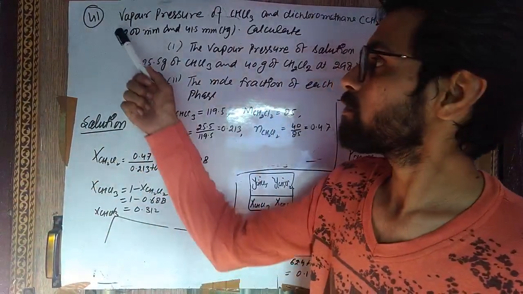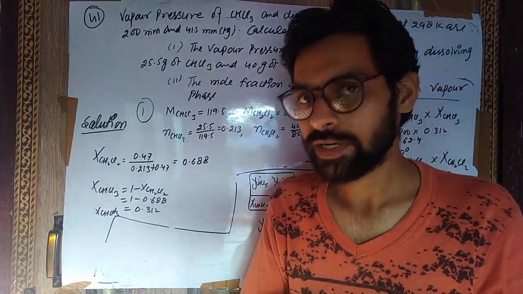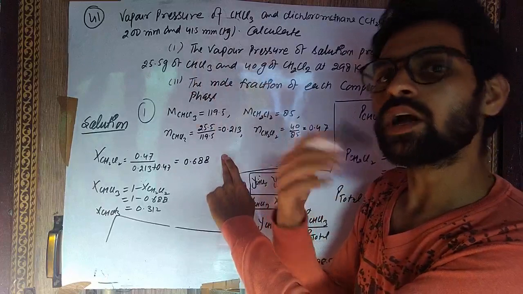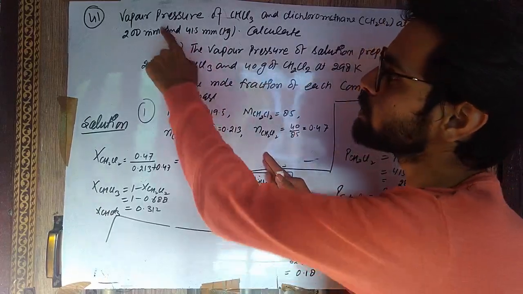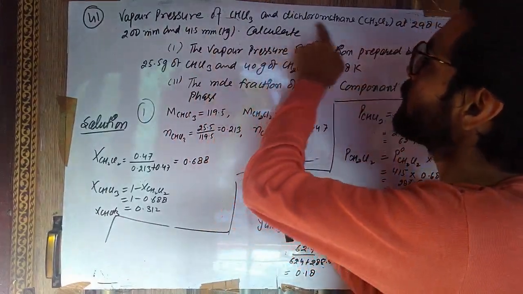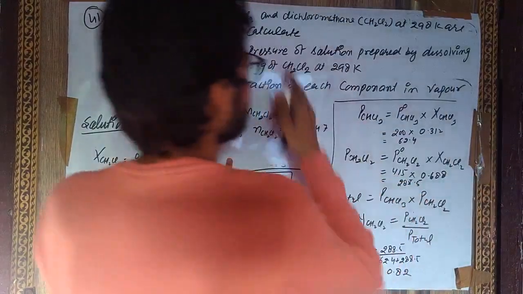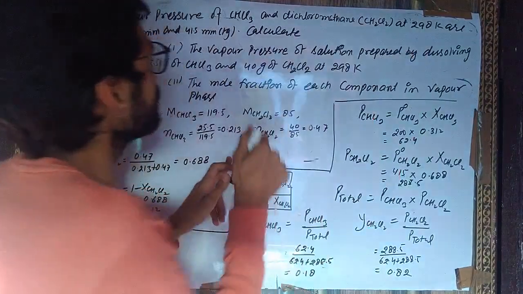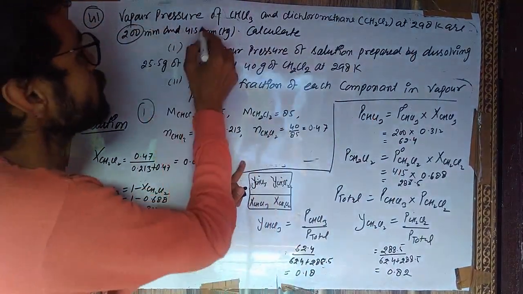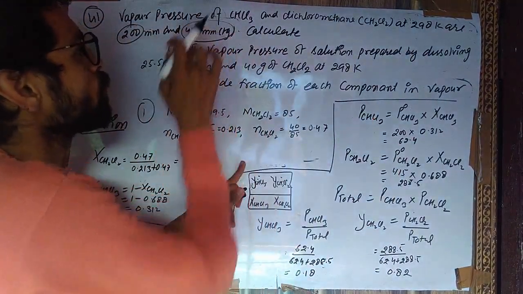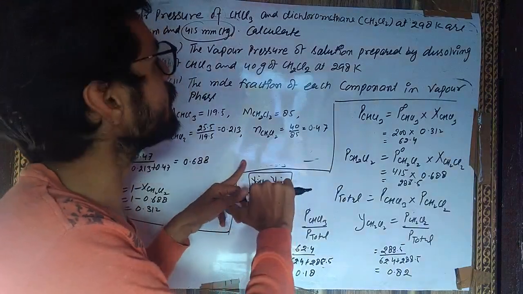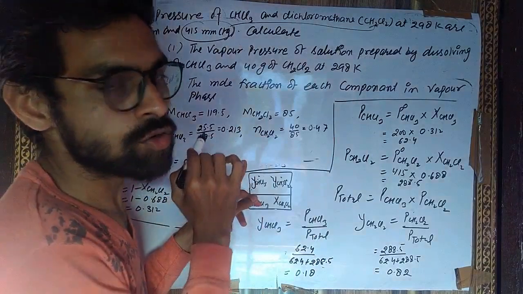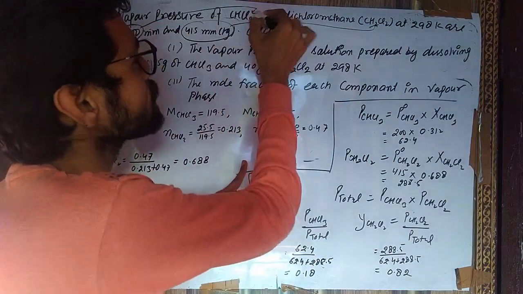Students, this is our 41 question. This is very important question. Question is that this question is based on the Raoult's law. Okay, so what is the question? Vapor pressure of chloroform and dichloromethane. Okay, chloroform that is CHCl3 and dichloromethane at 298 Kelvin are 200 and 415 mmHg. Okay, this is the vapor pressure of dichloromethane and 200 is the vapor pressure of chloroform.